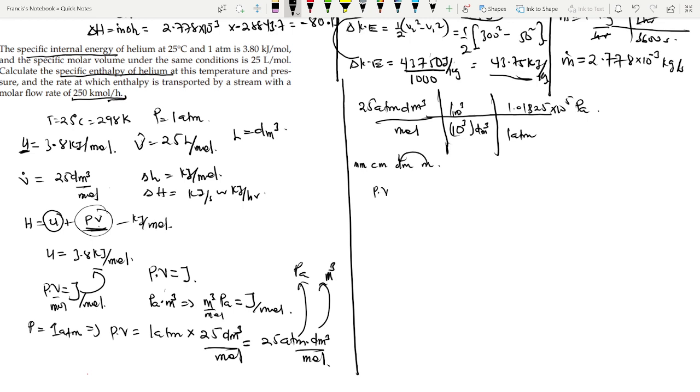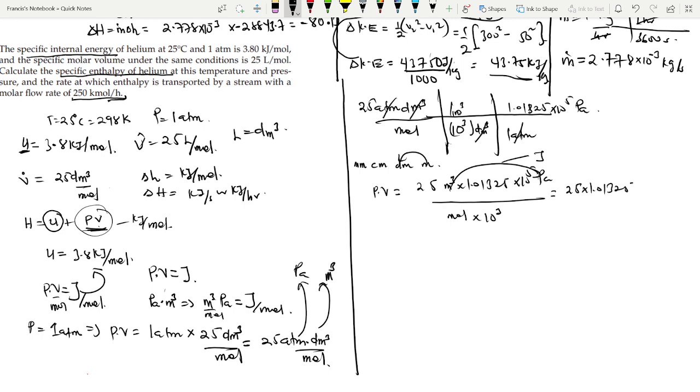So now our pressure times our volume that we have here, atm divides atm, dm cube divides dm cube. So you are left with 25 meter cube times 1.01325 times 10 to the power 5 Pascal all over moles times 10 to the power 3. Yes. So now meter cube and a Pascal will be giving us our joules. So we are going to get 25 times 1.01325 times 10 to the power 5. So we have our joules here. And then 10 to the power 3, we have our mole.